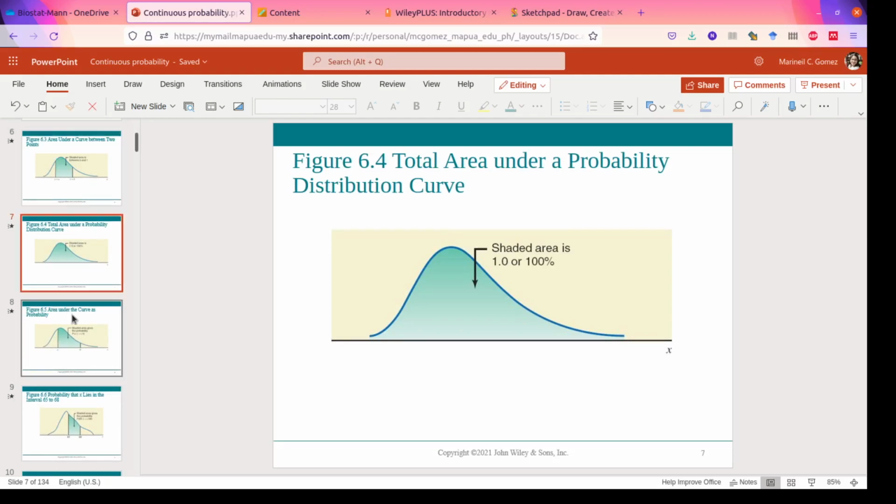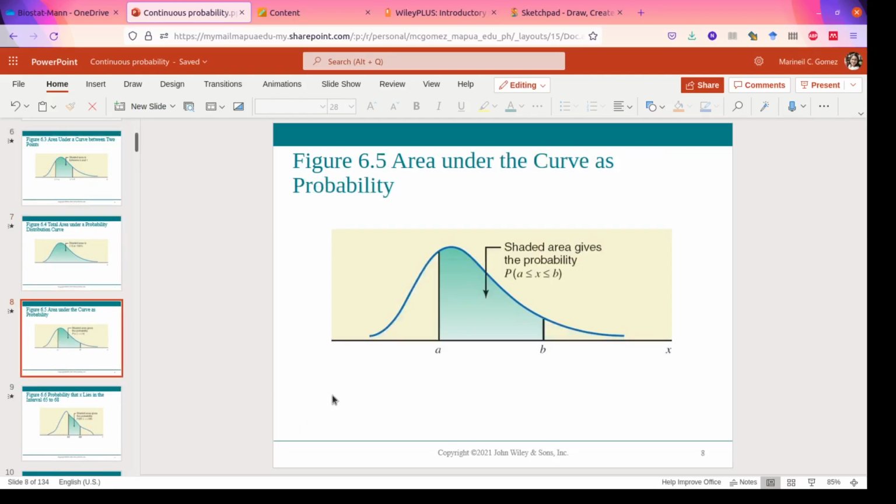So let's look at more concrete examples. Here is again the shaded area beneath the curve between certain values A and B. So between the outcomes A and B, this is your probability of getting an outcome between A and B.